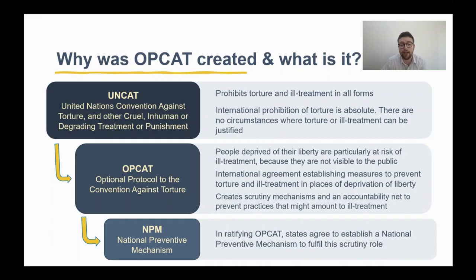In ratifying OPCAT, states agreed to establish a national preventive mechanism to fulfill this scrutiny role and agree to the jurisdiction of the United Nations Subcommittee on the Prevention of Torture.